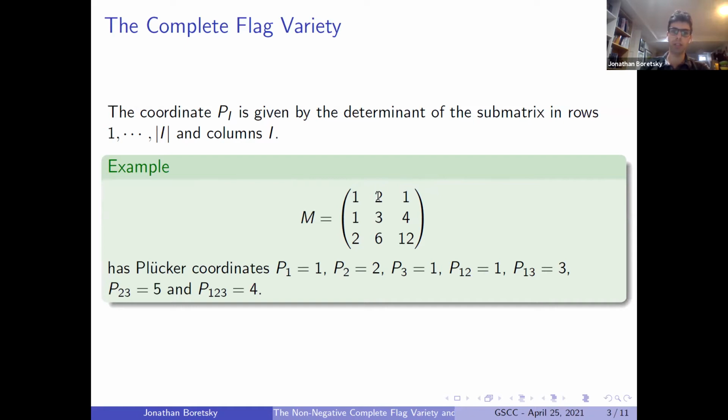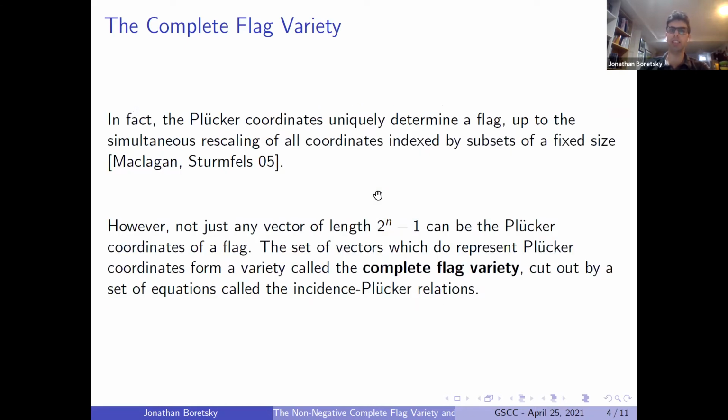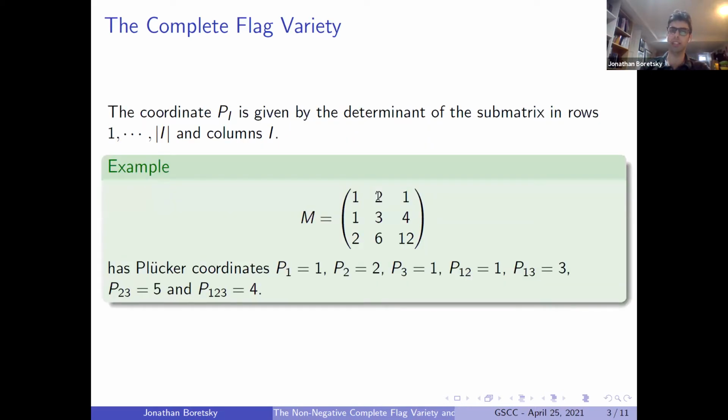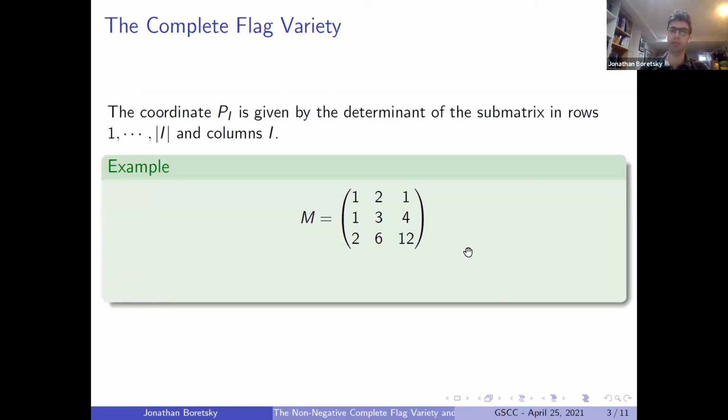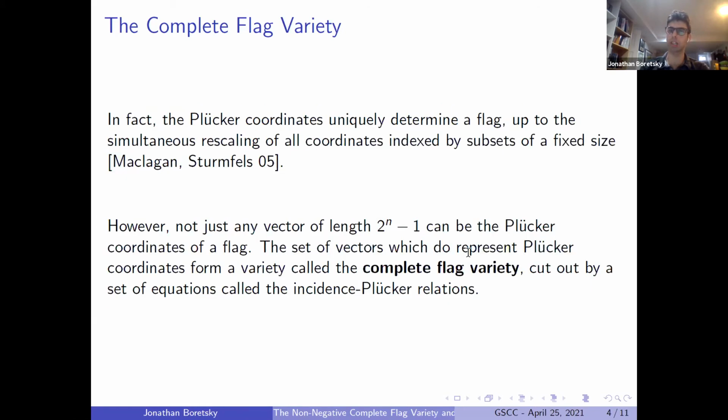Okay, and we can define this, but are these actually interesting to look at? And the answer is that yes, the Plücker coordinates are interesting to look at. In fact, they uniquely determine a flag up to some rescaling of coordinates which have an index of some fixed size. The reason for that is if I scale a row of this matrix, it doesn't change these row spans. It doesn't matter if I multiply a row by something, but it's going to change these determinants by some constant factor, and that's okay. But up to that ambiguity, these each determine a flag.